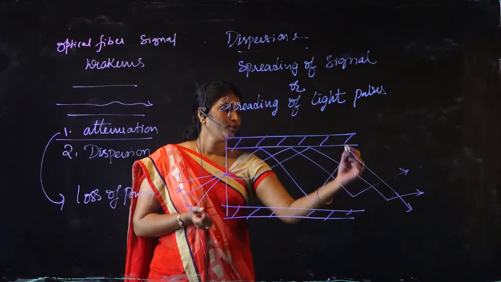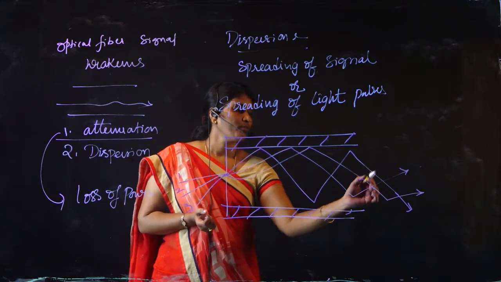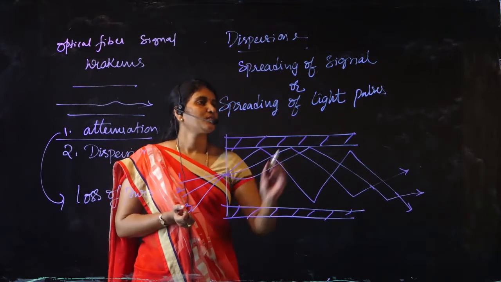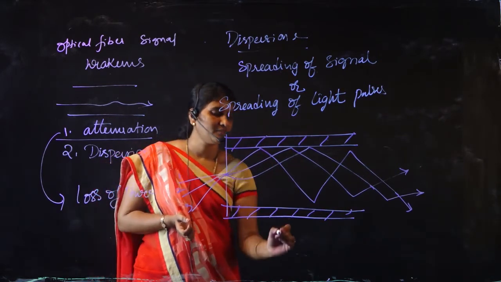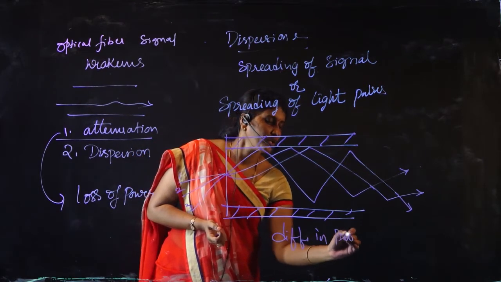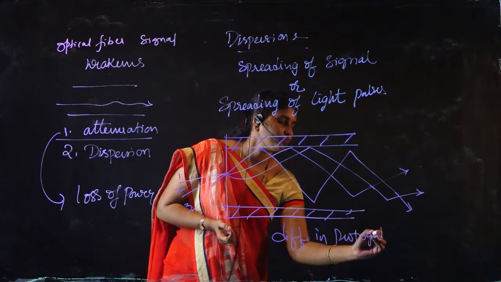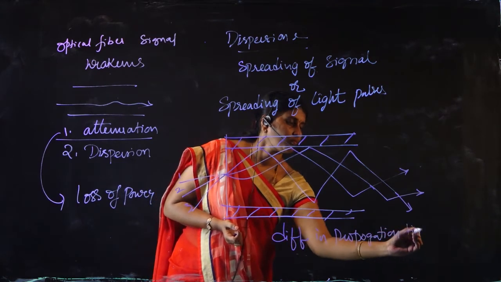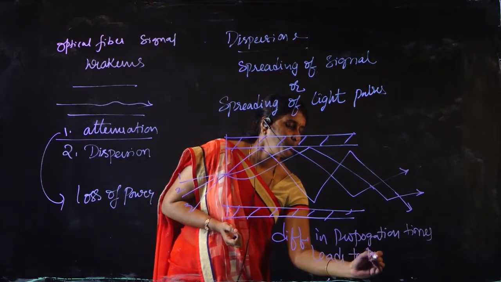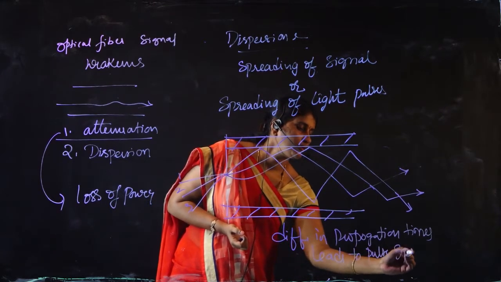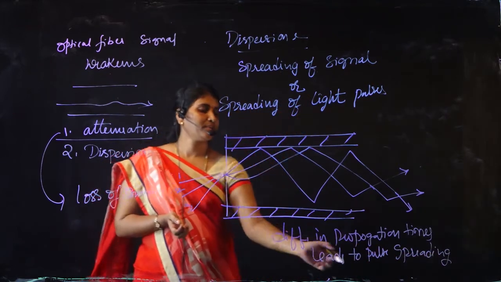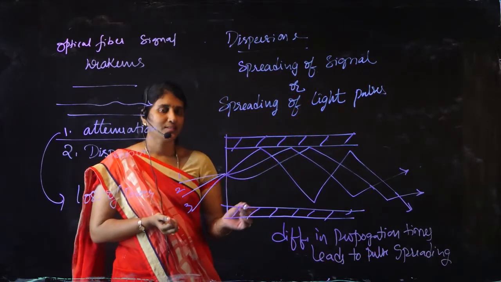This dependency of the output on its propagation times leads to the spreading of the light pulses. This difference in propagation times leads to pulse spreading, and this pulse spreading we call dispersion.